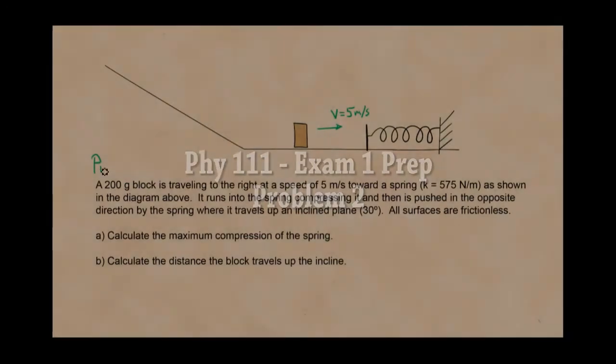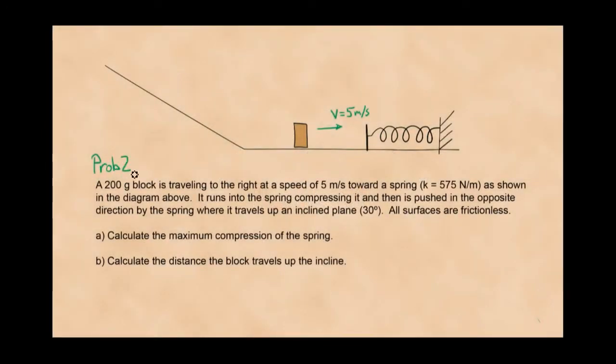Problem 2. A 200-gram block is traveling to the right at a speed of 5 meters per second toward a spring with a spring constant 575 newtons per meter as shown in the diagram above. It runs into the spring, compressing it, and then is pushed in the opposite direction by the spring, where it travels up an incline at 30 degrees to the horizontal.